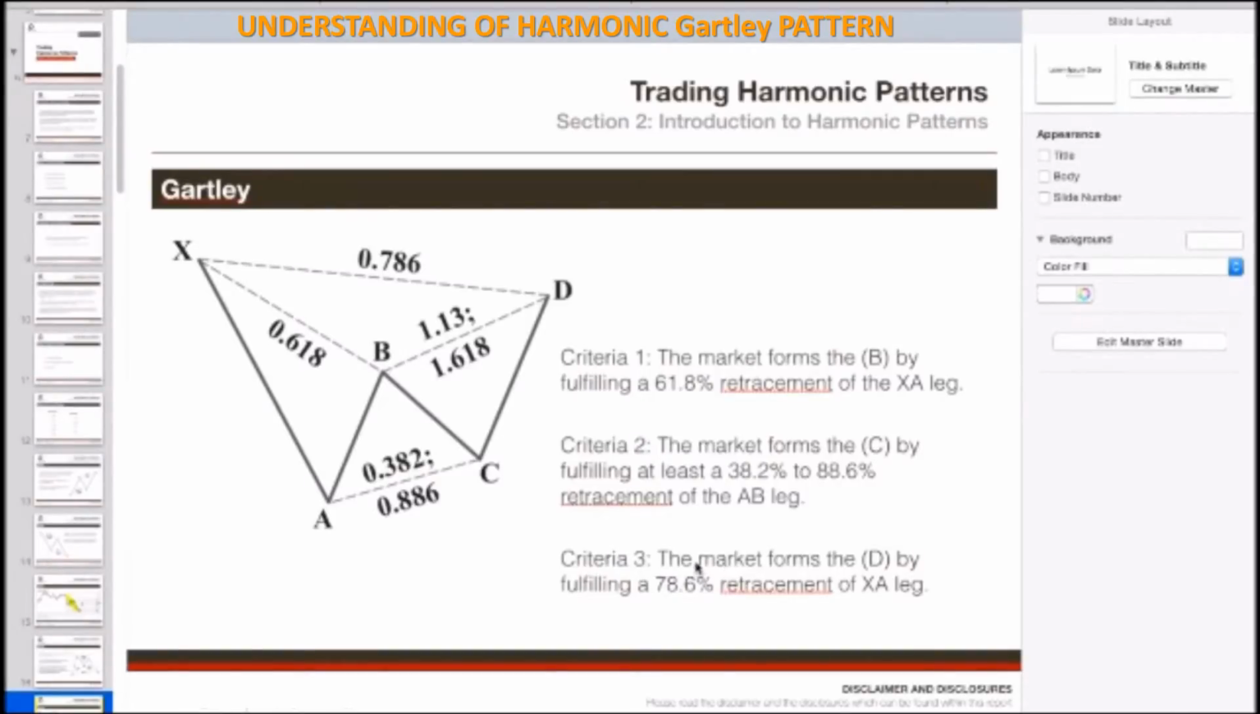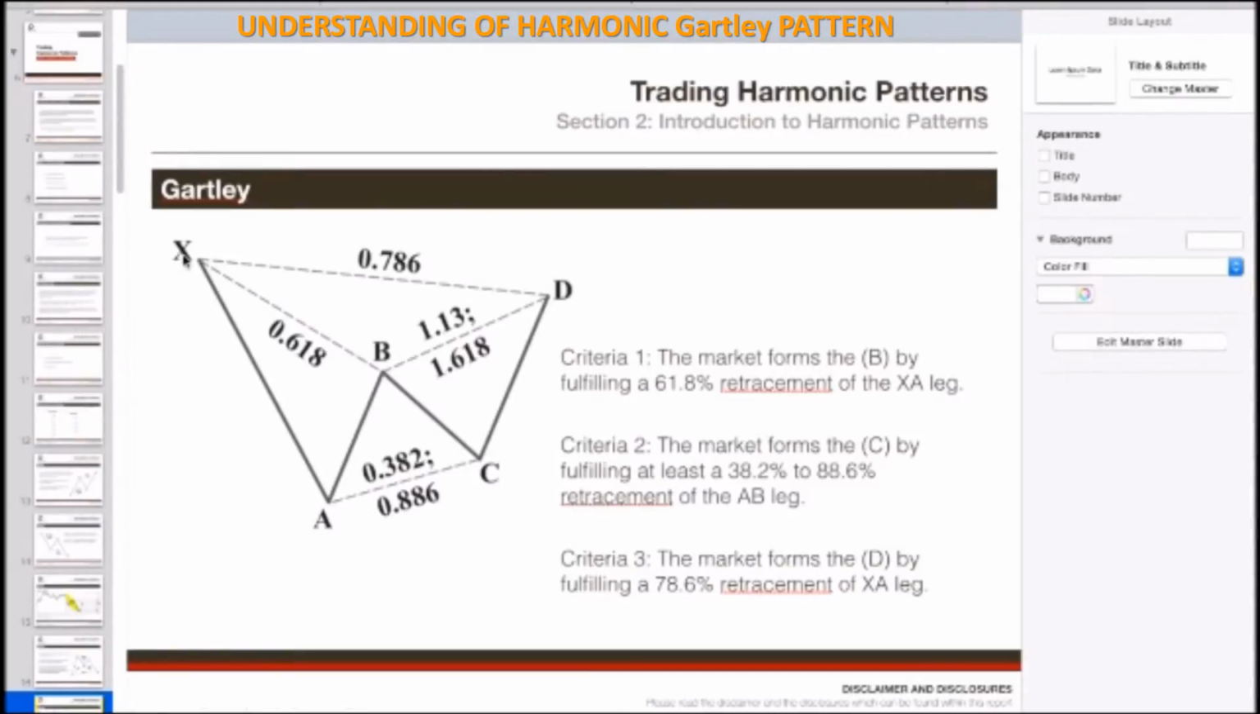What I want to share with you in this video, or mainly this webinar, is the technique to understand how to read this illustration. I'll be using this illustration and the criteria over here to show you how to do it.